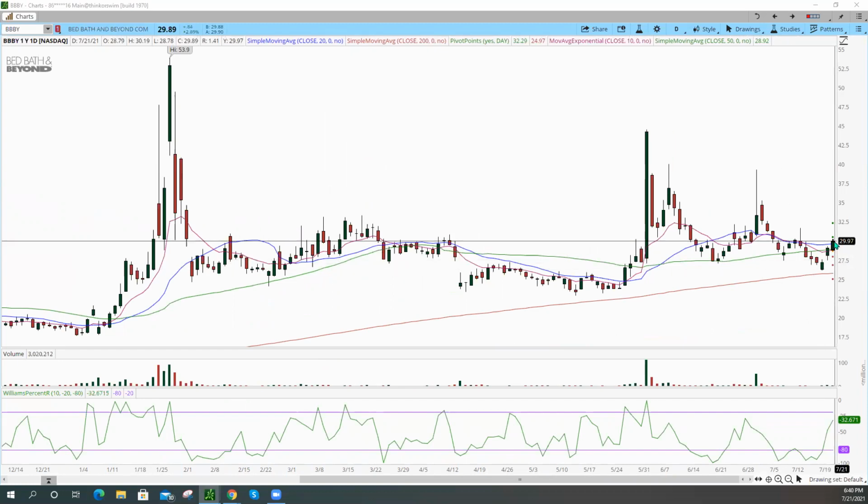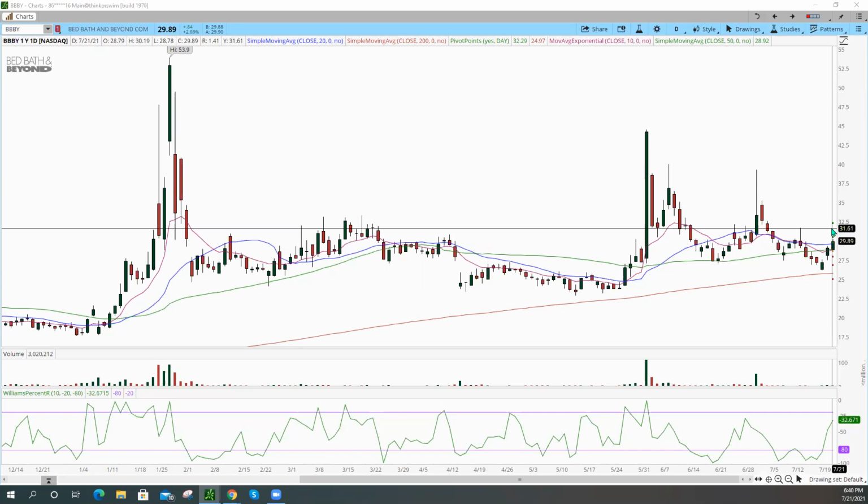See where it closed? My point exactly. Here's what's going to happen tomorrow. If tomorrow we trade above today's high, which is $30.19, so if it trades above 30.20, 30.25, it will go higher, and it will go into a target of 31.50 at least.